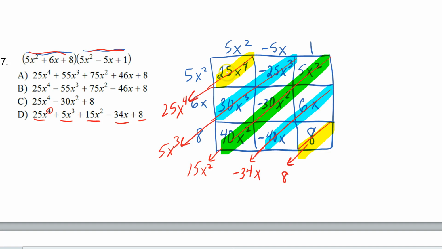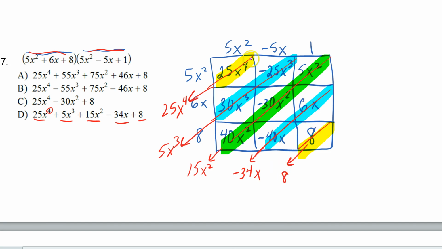One, the diagonals, which I highlighted in color, always are like terms. So we have our 25x to the fourth. It's its own like term, but you can't add it to anything else. There's no other x to the fourth terms. The x cubed terms are diagonal, the x squared terms are all diagonal, and the x terms are all diagonal. And 8 is its own term as the constant.